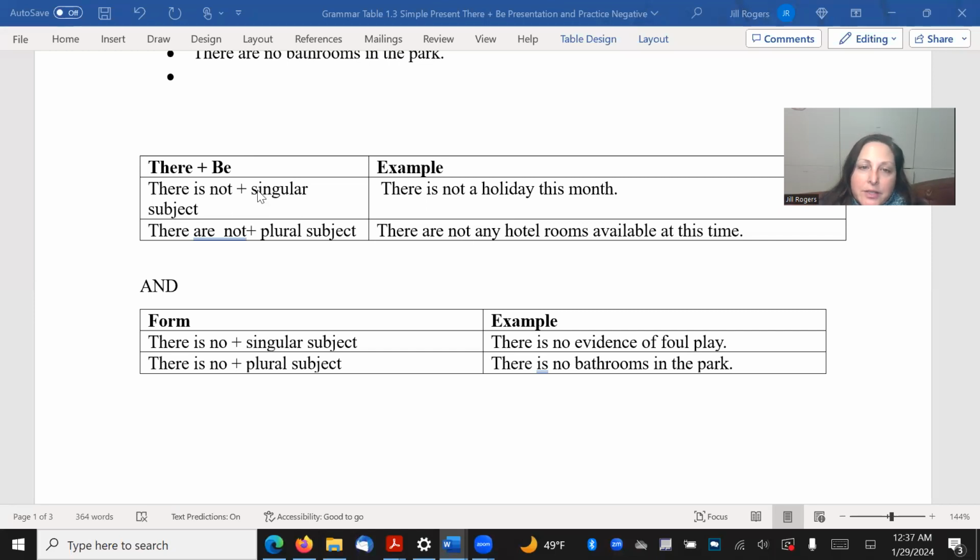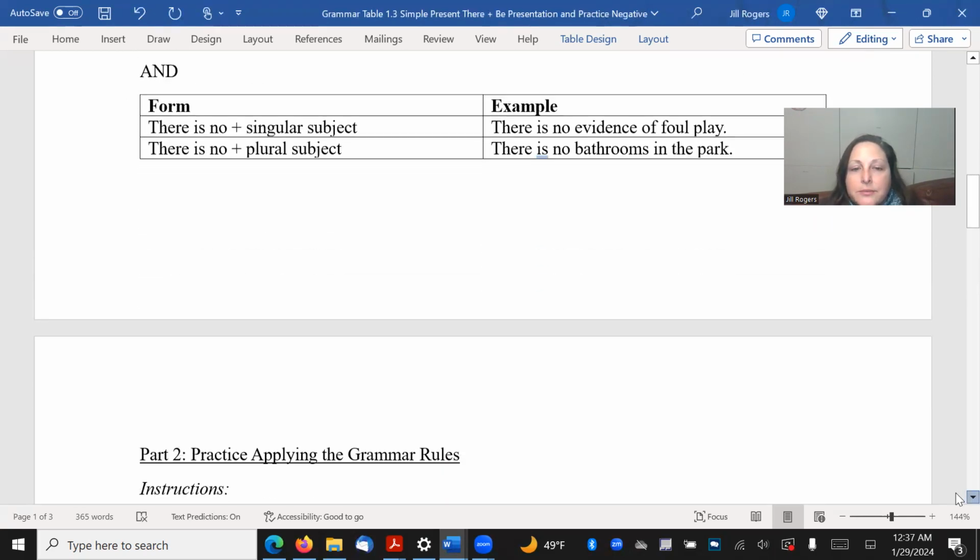Okay, so let's take a look at our example sentences. There plus be, if it's singular, we say there is not, right? Plus not. Make it negative, okay? For example, there is not a holiday this month. Then we have there plus be plus not in the plural subject. There are not. So for example, there are not any hotel rooms available at this time. Okay, so let's go ahead and go to the practice.